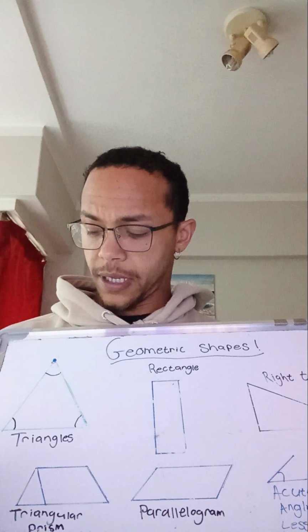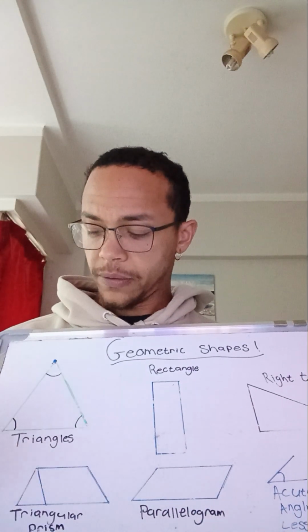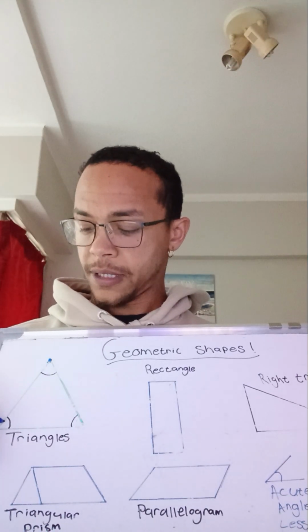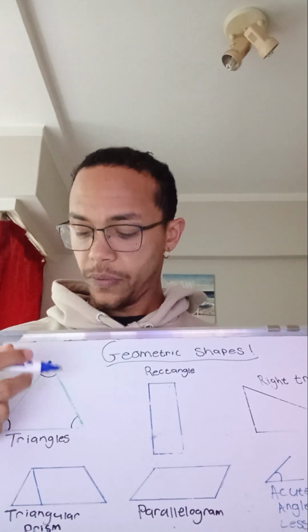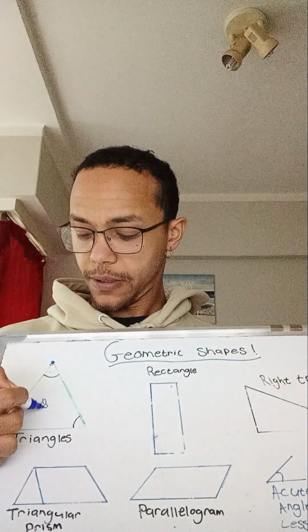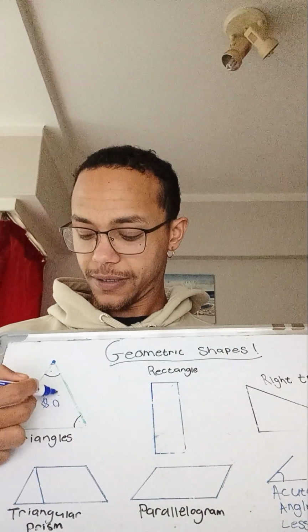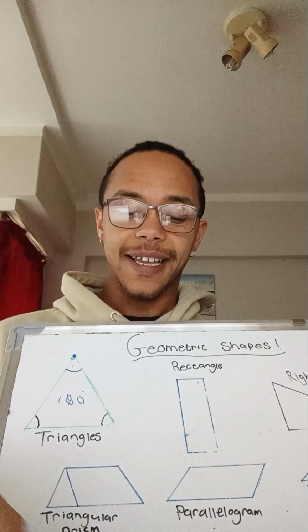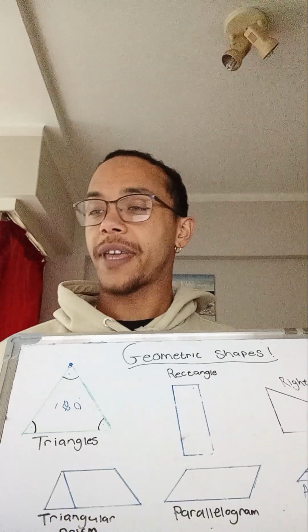So always know that if you add up all the angles in a triangle, it would always be 180 degrees. 180 degrees. Right? Doesn't look like it, but yeah, that's 180 degrees, right? So yeah, always know that.